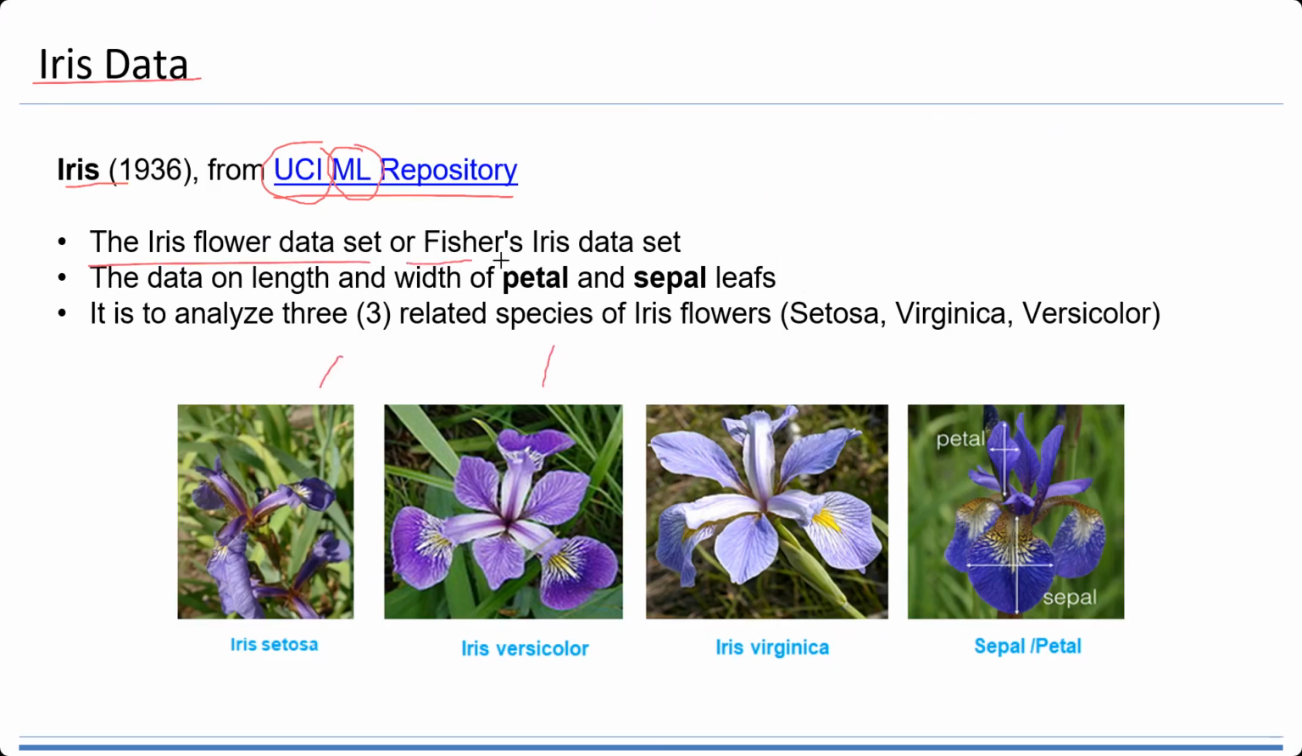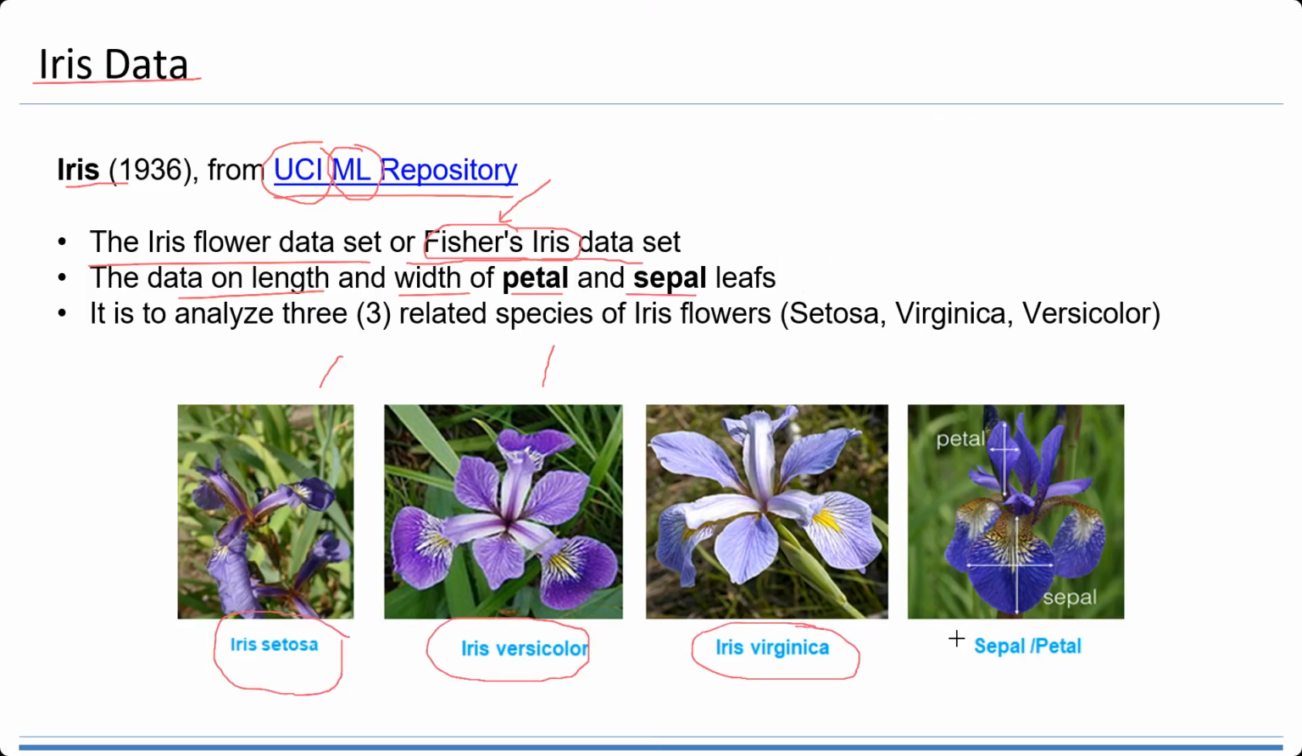Sometimes you can see that this data set name is Fisher's Iris data set. Fisher is the person who took the data from the flower. So the data has length and width. If you see this one, we have petal and we have sepal. So this is the flower. We have three flowers: setosa, versicolor, virginica.